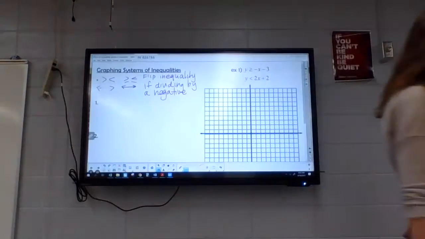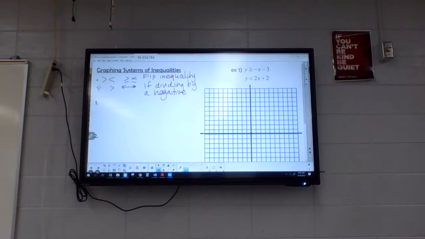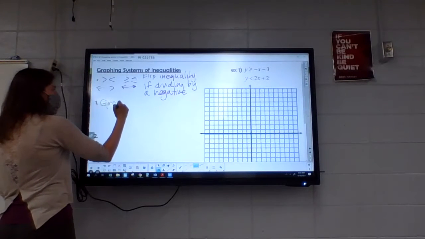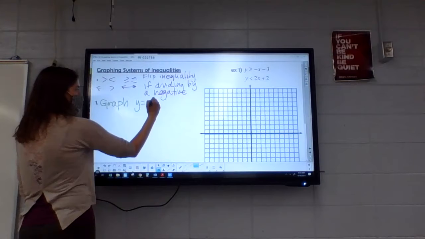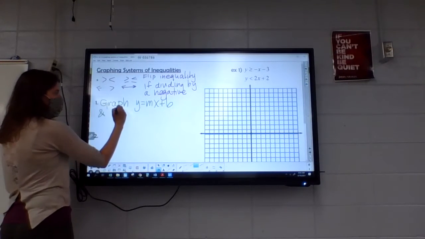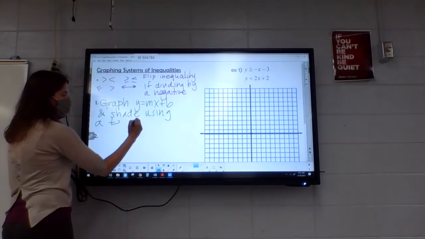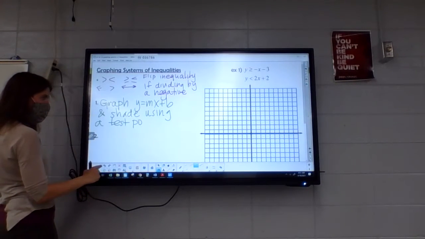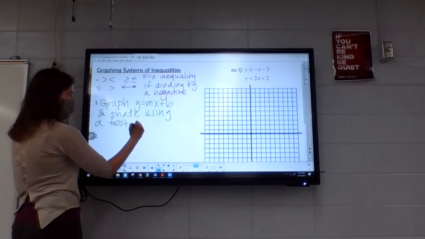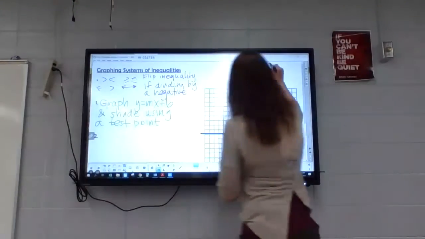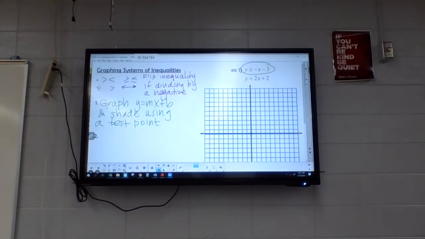So what I'm going to do here is I'm basically going to graph one line completely. So I'm going to get the whole line on there, shaded and everything, and then we'll put the second line on there. So we're going to graph the line and shade using a test point. So I'm just going to choose the top equation that's there. So I'm going to completely finish this equation.